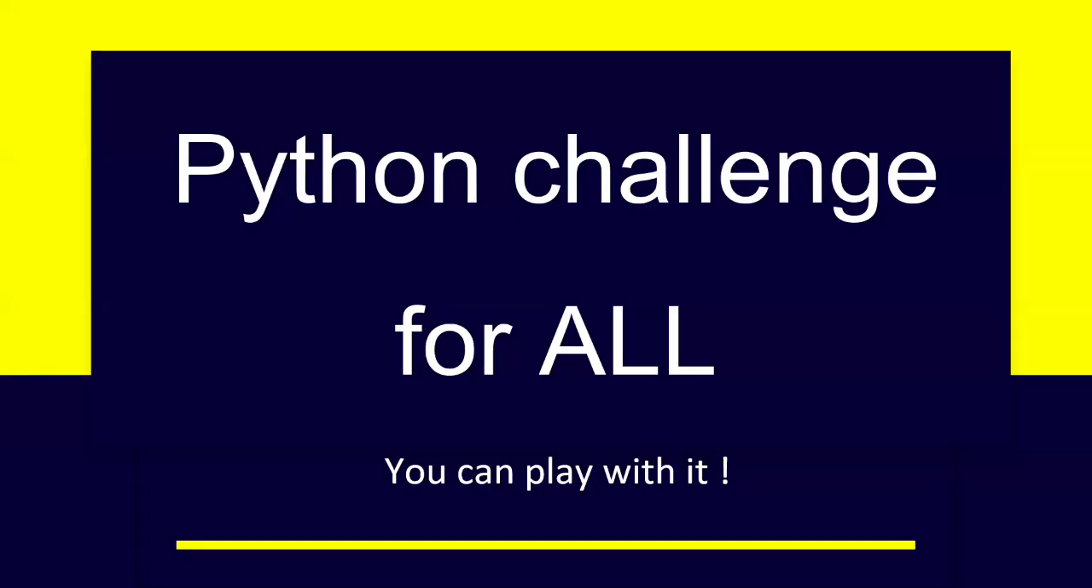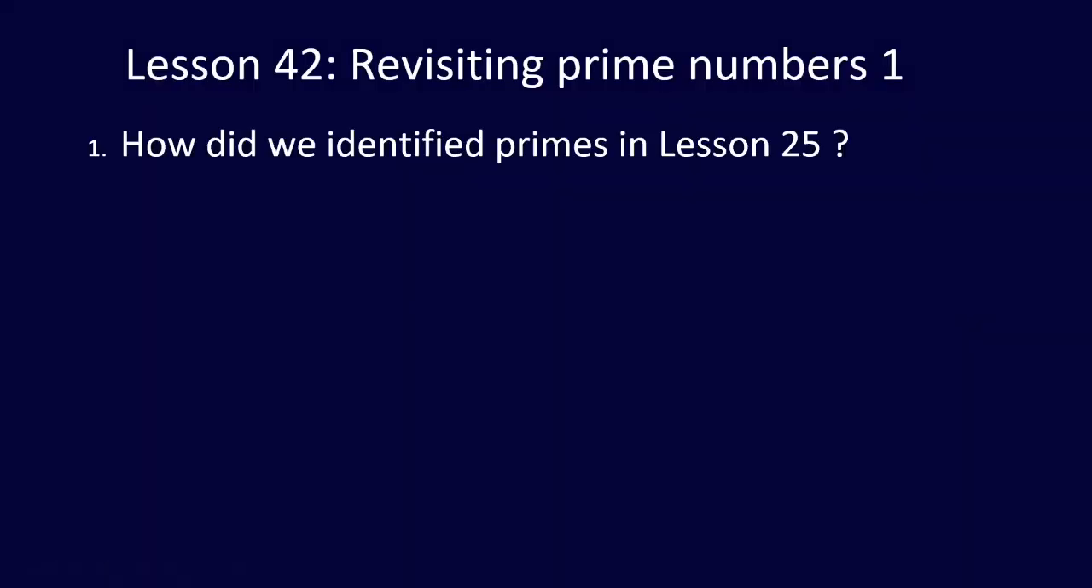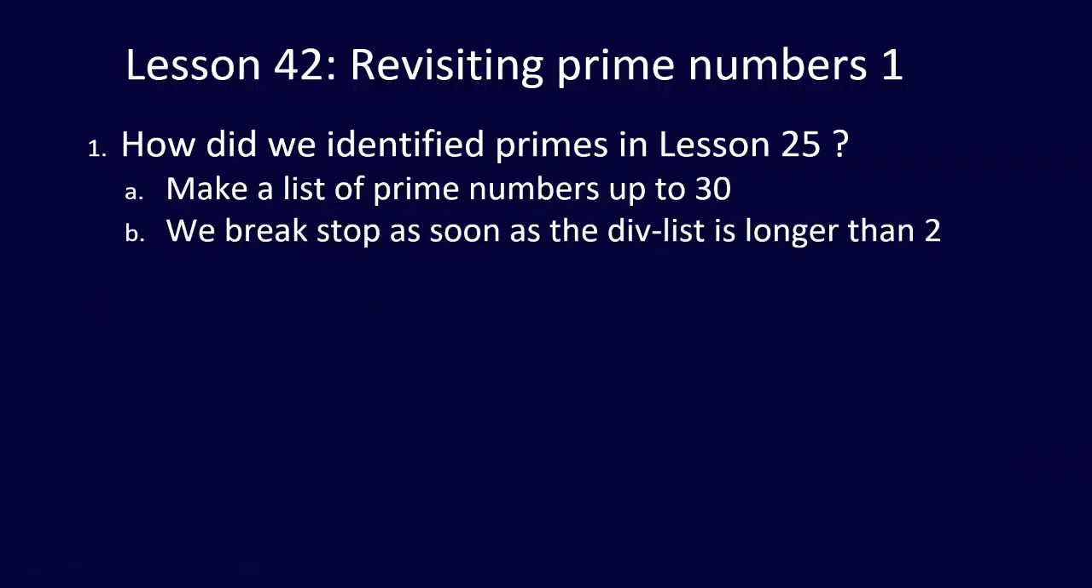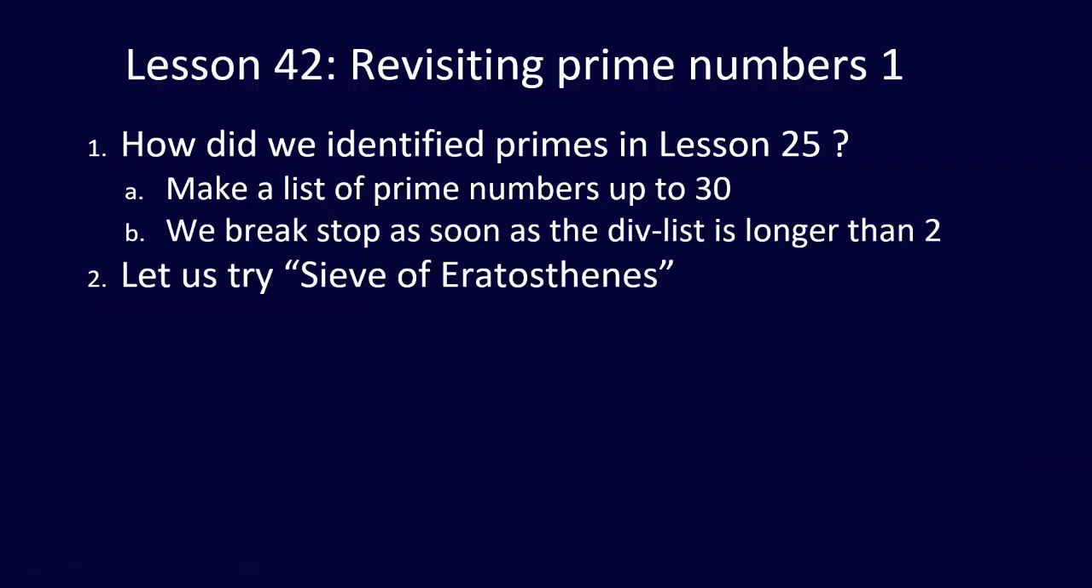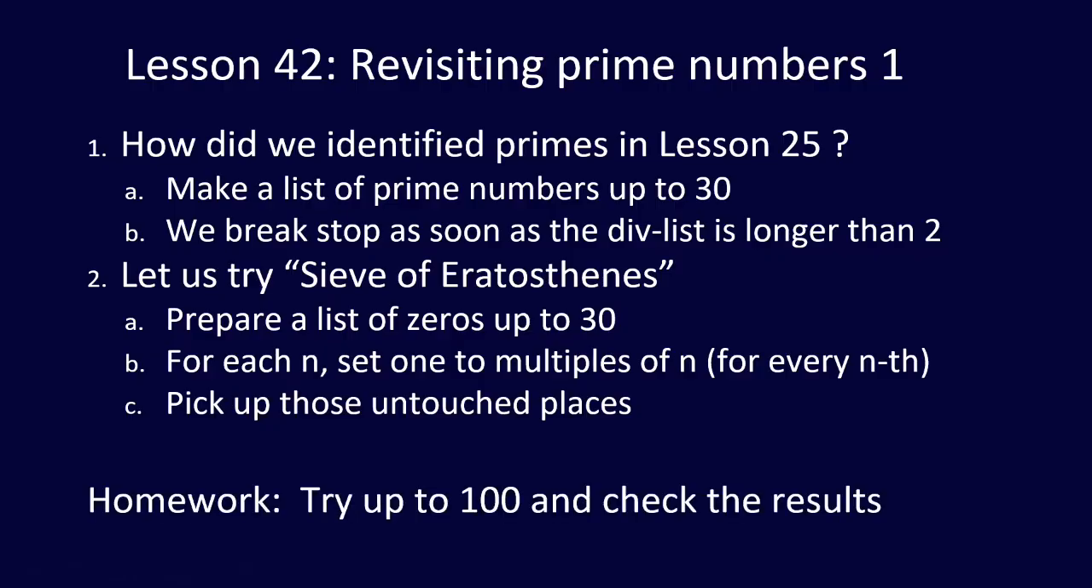Okay, let's see where we were last time. We were revisiting prime numbers. We first remembered how we did the prime number identification in lesson 25. And then we tried a presumably faster algorithm called the sieve of Eratosthenes, and quickly checked that they give the same answer. The homework was to try up to 100 and check the results.